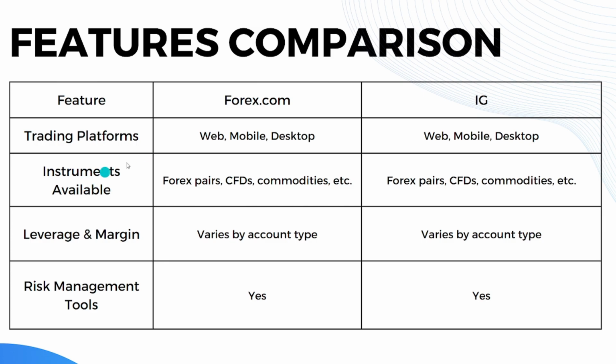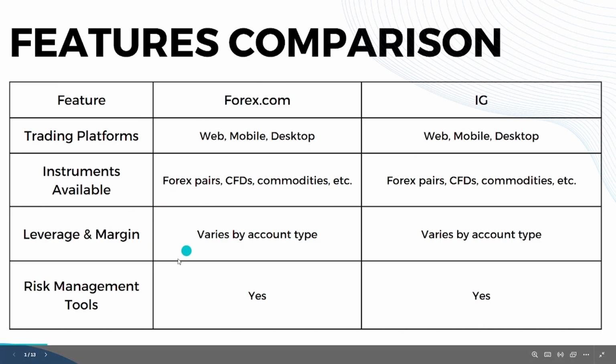When it comes to instruments available, forex.com has forex pairs, CFDs, commodities, and etc. Same thing with IG again. And same thing when we talk about the leverage and margin. So as you can see, forex.com varies by account type. Same thing with IG. And for the last thing, the risk management tools, same thing again. Both platforms have it. So when it comes to features, forex.com and IG are just the same.